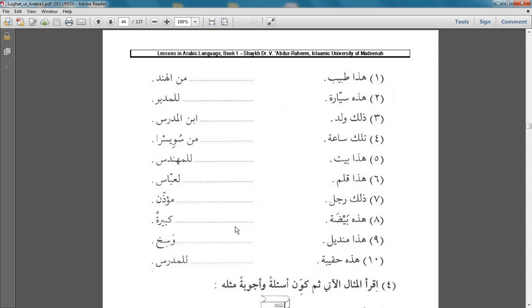هذه بيضة كبيرة. This is a huge egg. هذا المنديل وسخ. This handkerchief is dirty. هذه الحقيبة للمدرس. This briefcase or case belongs to the teacher.